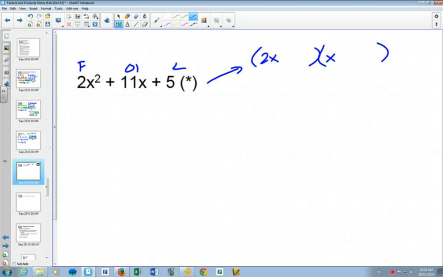Okay, first off, were you able to see that it has to be 2x and x? To get 5, it has to be 5 and 1 or 1 and 5. But in order to get the 11, we need the 5 over here. So our outside is 10, our inside is 1, and that makes 11. They both have to be positive to get the positive 5 and the positive 11.